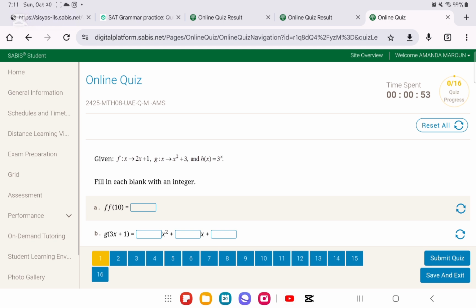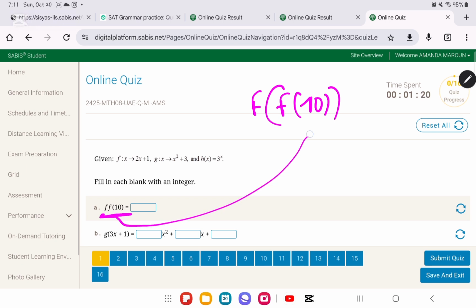Okay. So fill in each blank with an integer. We have f(f(10)). Whenever we see something like this, f(f(10)), that means it's going to be f, and inside f we're going to put the f of 10. So anytime you see something like this, it means f brackets f(10). That means first we're going to find f(10), then we are going to place it again in f.